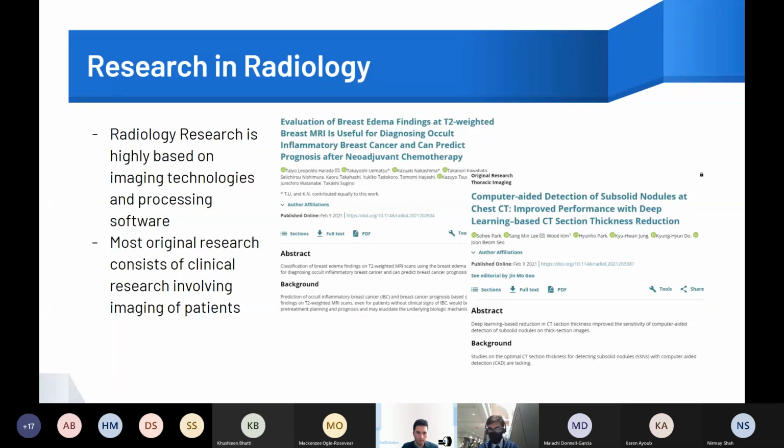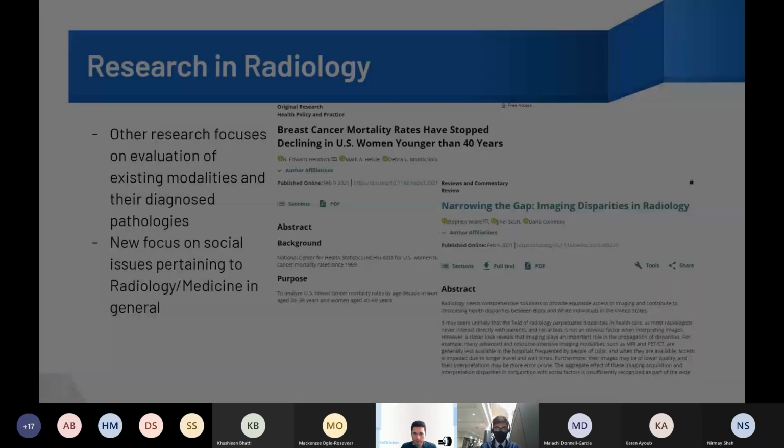A second study is about the detection of certain artifacts in chest CTs. So again, imaging happening there. And the point I really want to get across here is that research in radiology is very, very heavily focused on imaging techniques or in radiology. So that's one of the focuses that we'll talk about today as well.